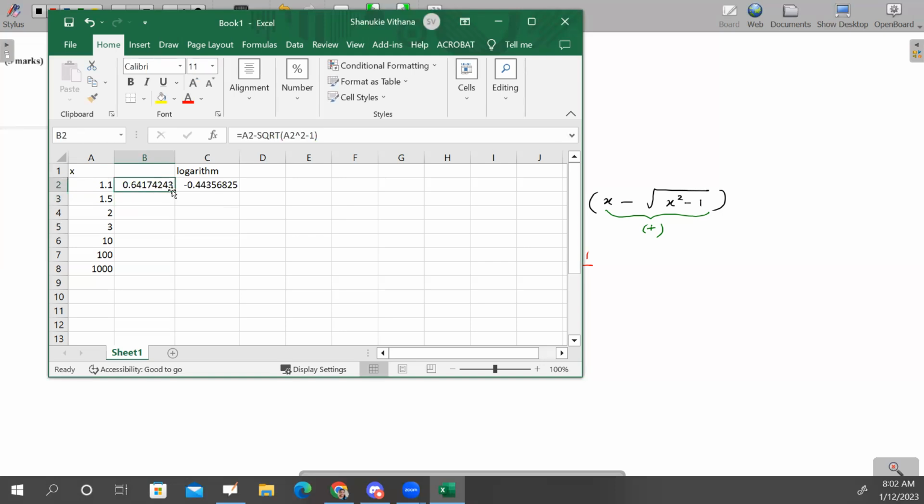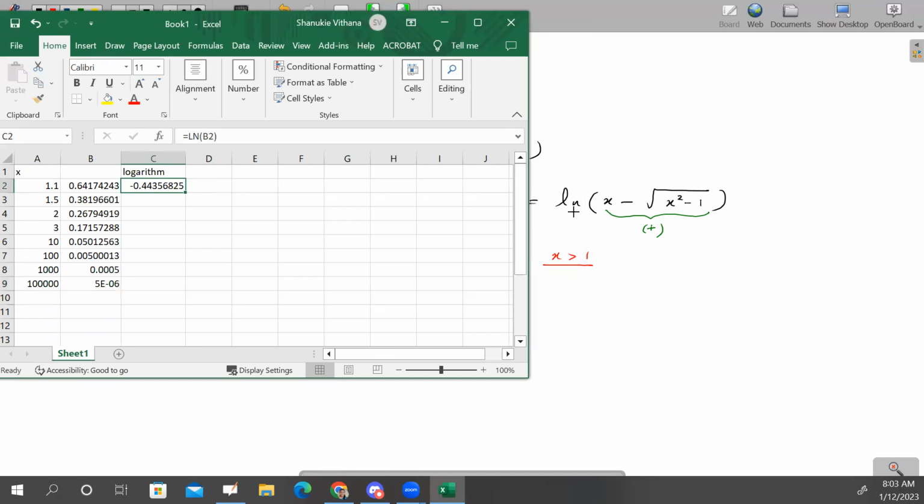You can generate it for as many x values as you want. I've taken big x values, and you can make it as big as you want. You can see this is 5 times 10 to the power minus 6 here. That's what it says. And then I'm supposed to take the logarithm of it, right? I want to take the natural log of this value, the part inside the bracket. So I'm going to take the natural log.